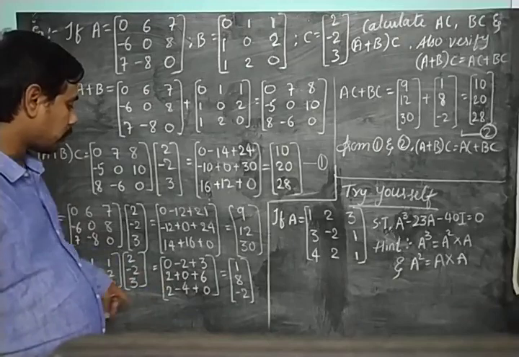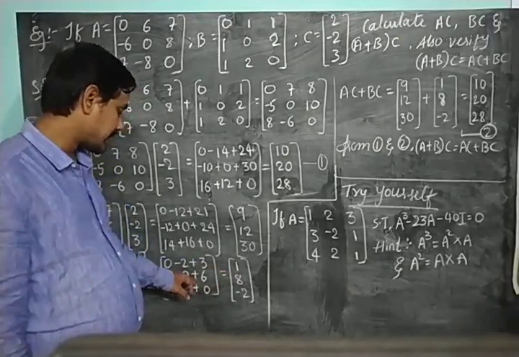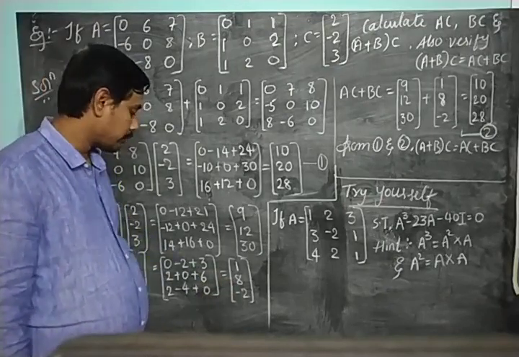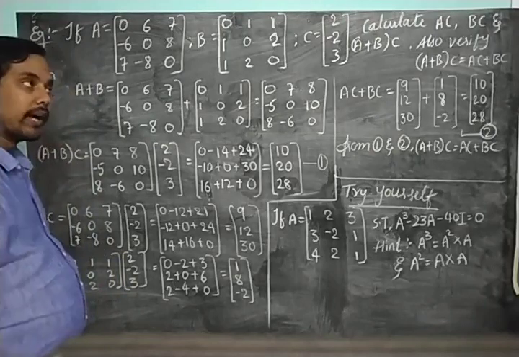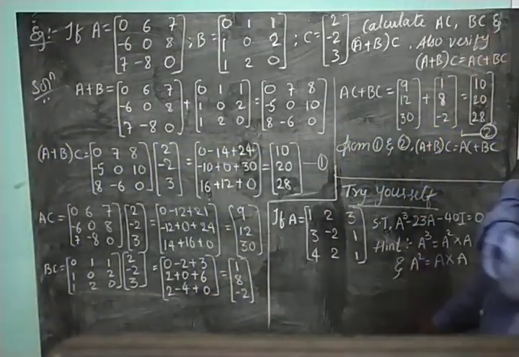So if I simplify, what will I get? Minus 2 plus 3, plus 1. 2 plus 6, 8. And 2 minus 4, minus 2. So this is the value of BC. So we got AC and BC. Both of them are calculated.